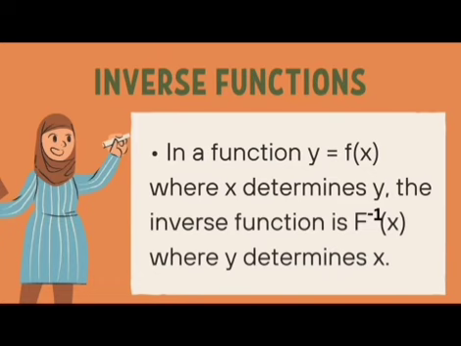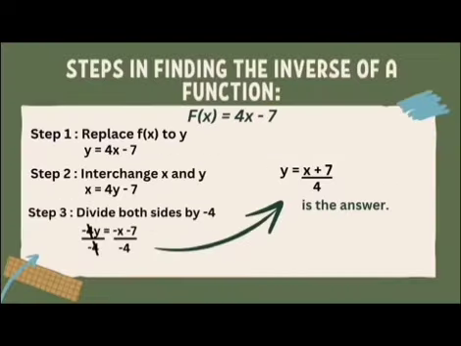Steps in finding the inverse of a function. The given below is f of x equals 4x minus 7. Step 1. Replace f of x with y. It should be y equals 4x minus 7. Step 2. Interchange x and y. It should be x equals 4y minus 7.